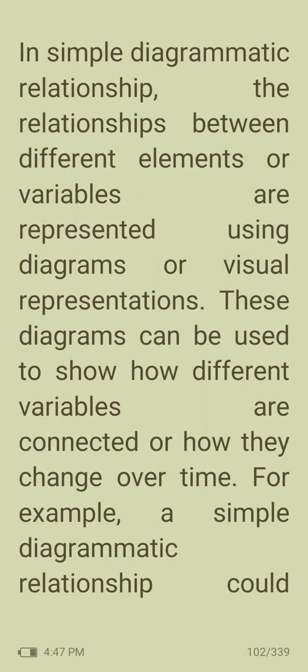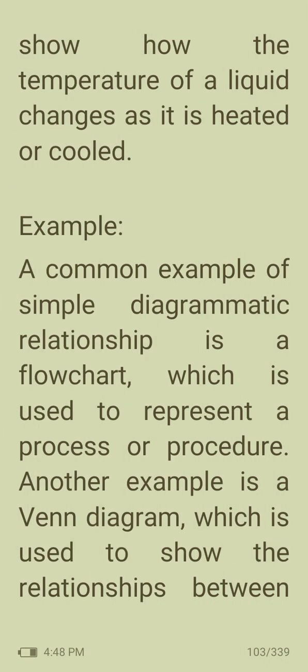In simple diagrammatic relationship, the relationships between different elements or variables are represented using diagrams or visual representations. These diagrams can be used to show how different variables are connected or how they change over time. For example, a simple diagrammatic relationship could show how the temperature of a liquid changes as it is heated or cooled.